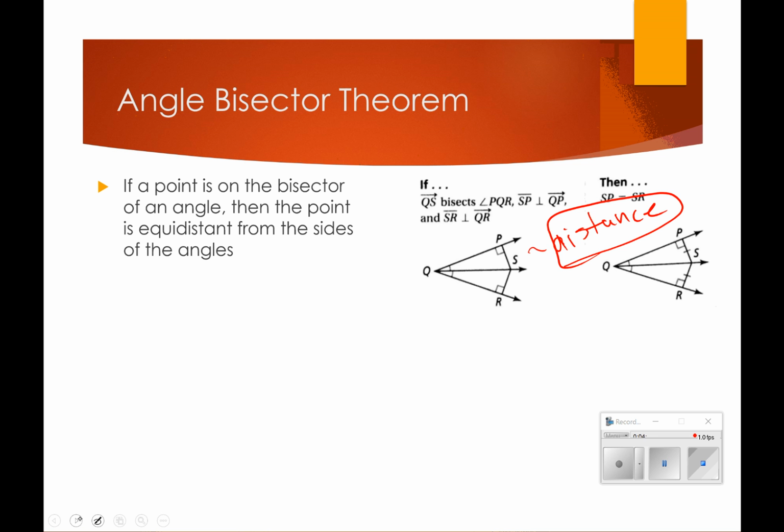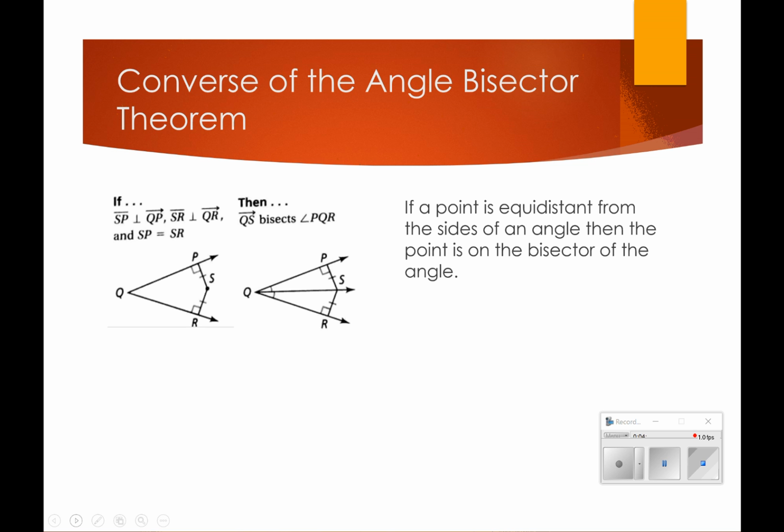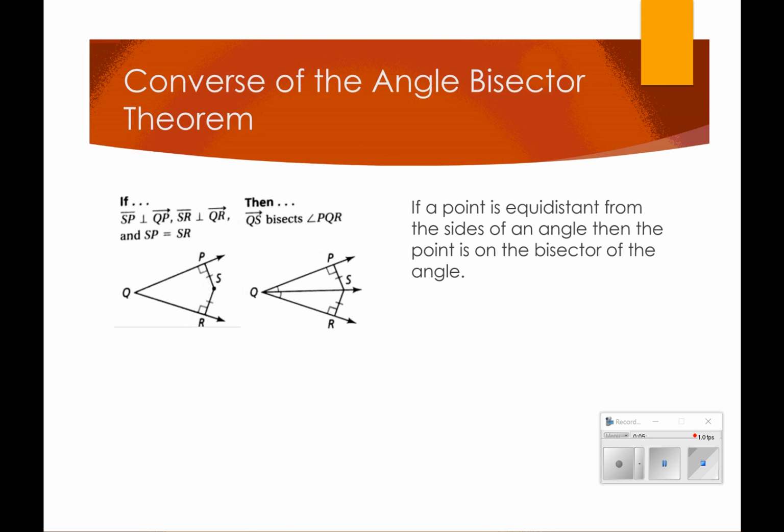Okay, and then of course we have the converse. You can look at the symbols. It just basically says if a point is equidistant from the sides of an angle, then the point is on the angle bisector of that angle. Okay, so let's look at a couple more examples, and then we're done for today.